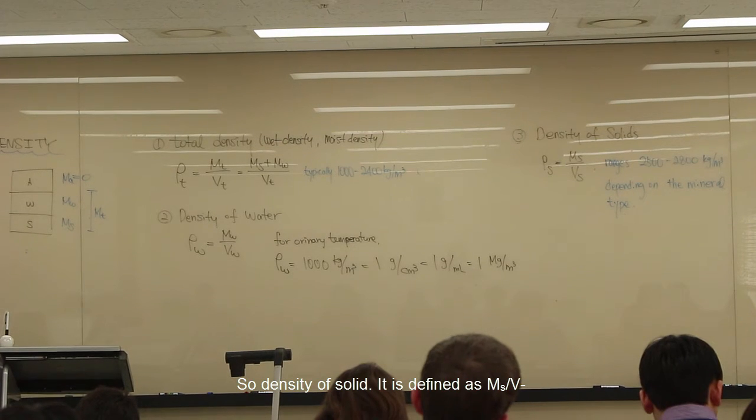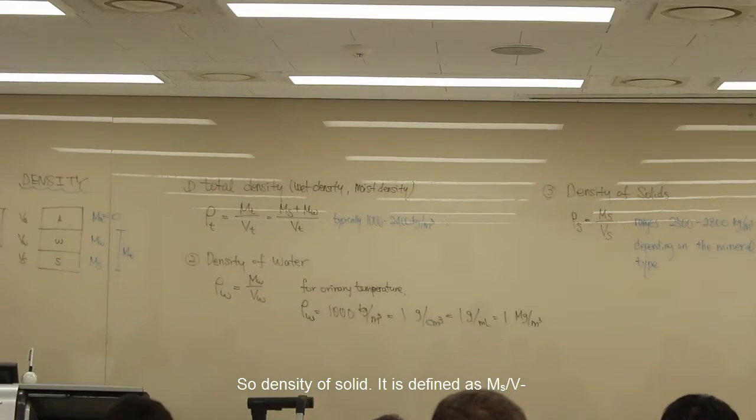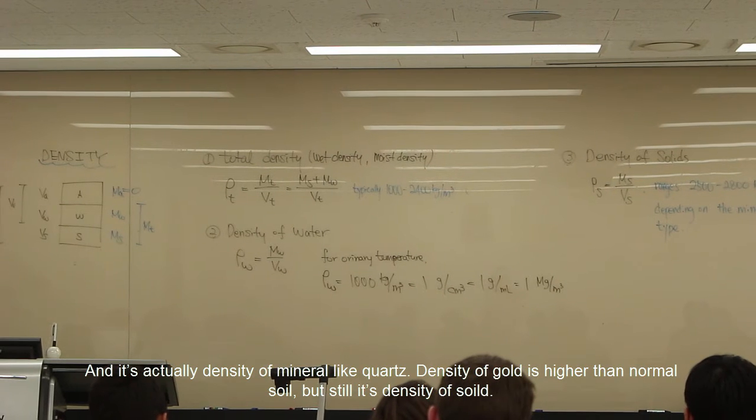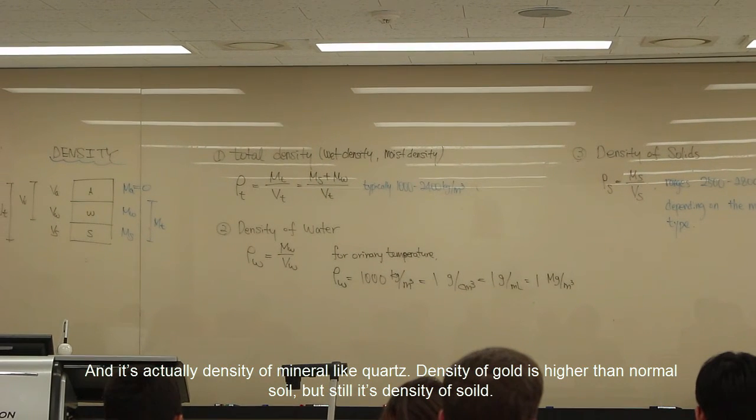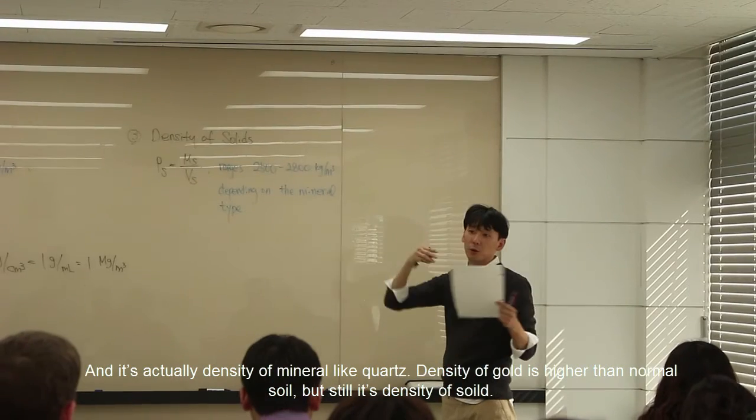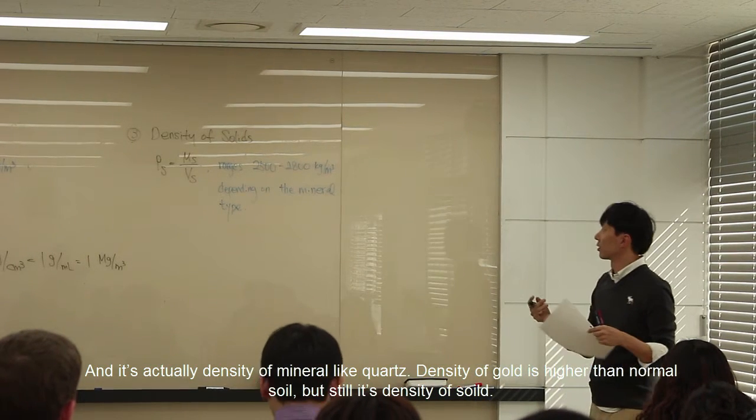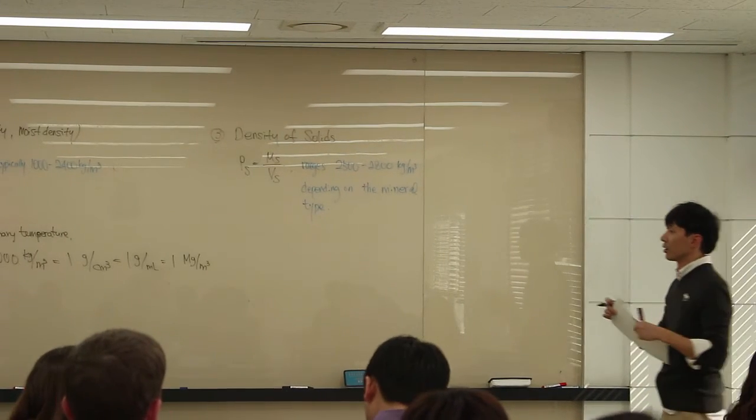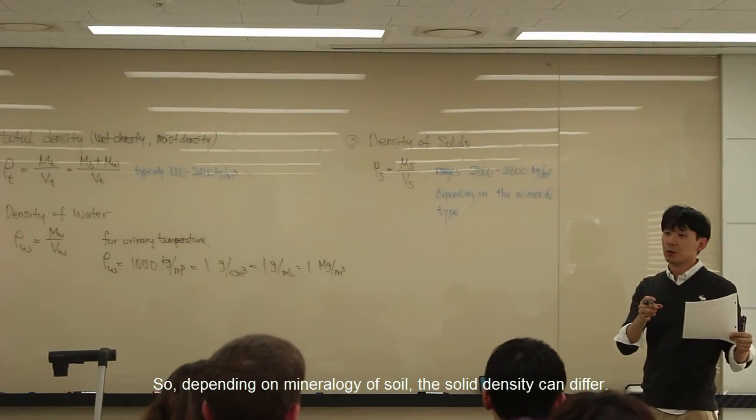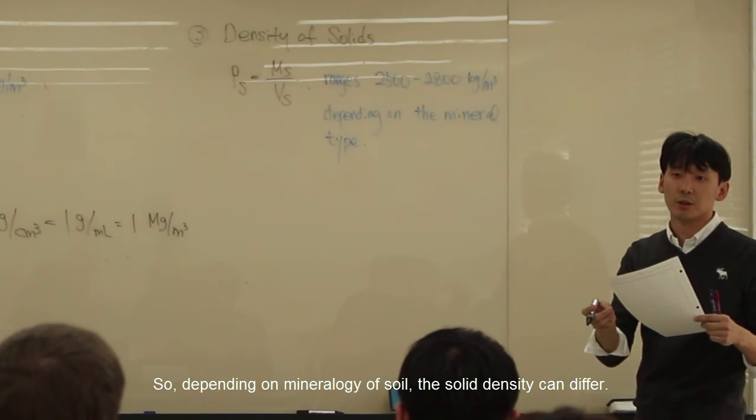So density of solid is defined as solid mass over solid volume, and it's actually the density of the mineral. If it's quartz sand, then the density of the quartz will be the solid density. If it's gold, maybe then it could be higher than normal soil, but still it's a denser soil. So depending on the mineralogy of the soil, the soil density can differ.